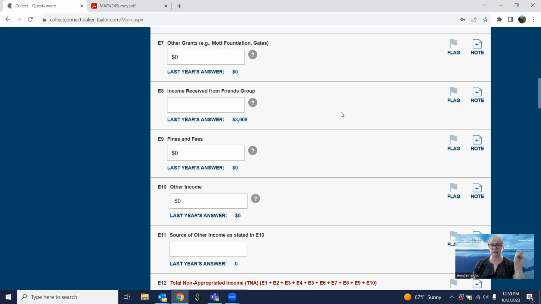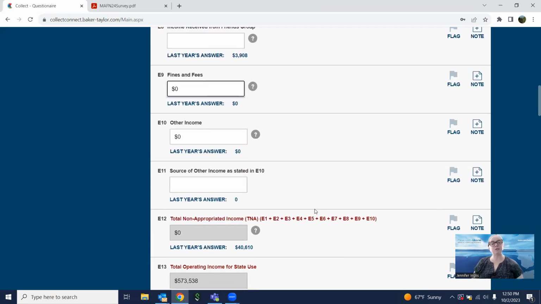This is only income. So some friends groups pay for everything themselves, so we're not going to see anything on our report for that. Some friends groups will say, here's $5,000 for your summer reading program, spent the way you want. So you would put that $5,000 here. This is a good spot to give yourself a note or a flag or something like that to figure out what that is.